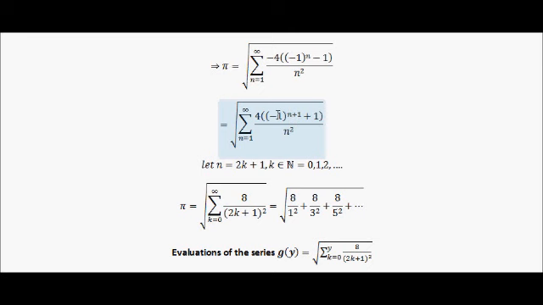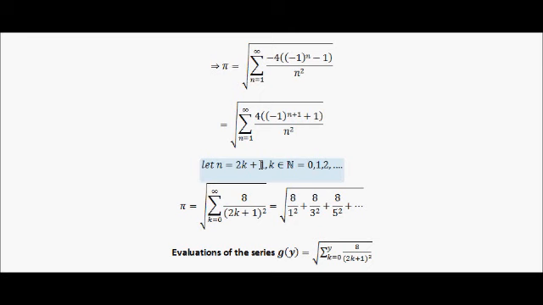if n is odd, then this becomes even. This becomes 1. So 1 plus 1 is 2, so you get an answer. However, if n is even, say 2, 2 plus 1 is 3, minus 1 to the power of 3 is minus 1, this becomes 0. So whenever n is even, this particular version of n becomes 0. So we can sort of ignore these terms and come up with a more general result.